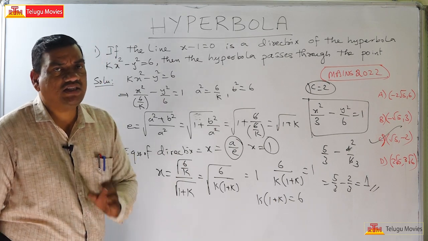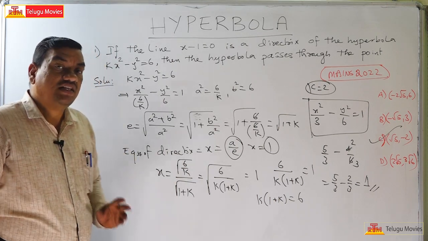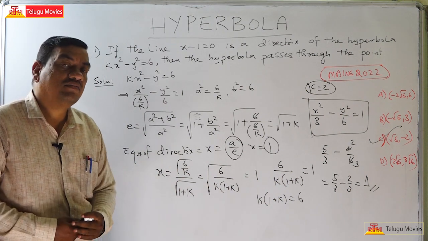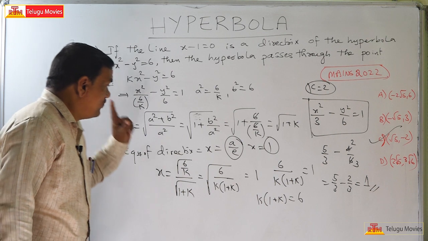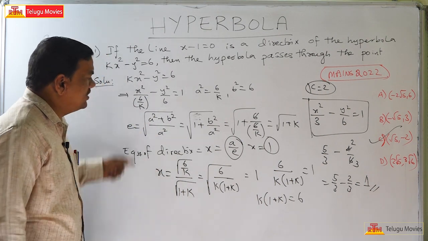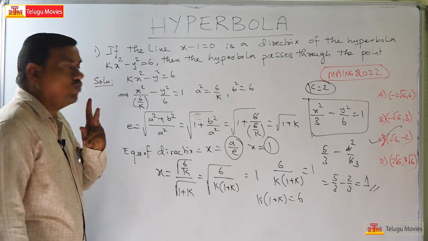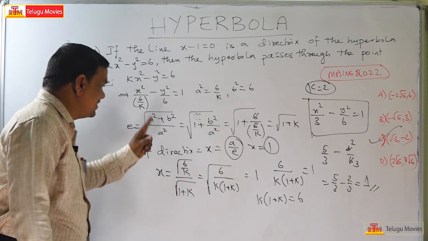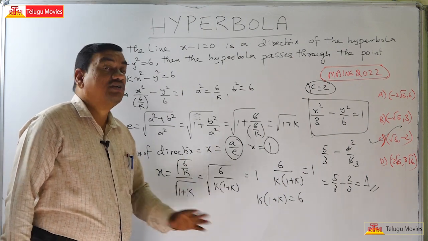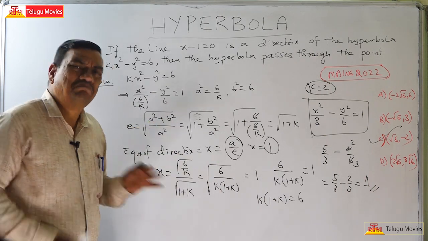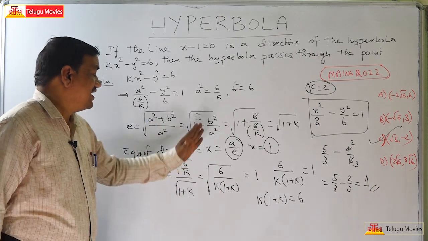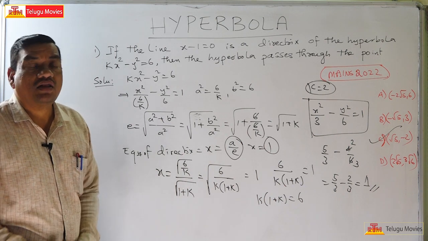So dear students, see this. Is there any difficulty in solving this question? Nothing is difficult here. The only thing is two formulae: one is eccentricity, another one is the equation of the directrix. That's all. If you know these two basic formulas, the eccentricity and the directrix formula, the problem will come.